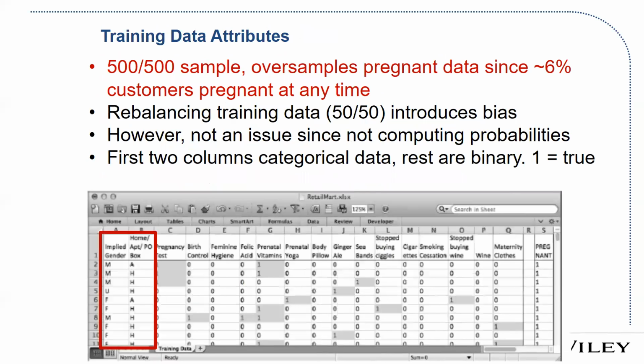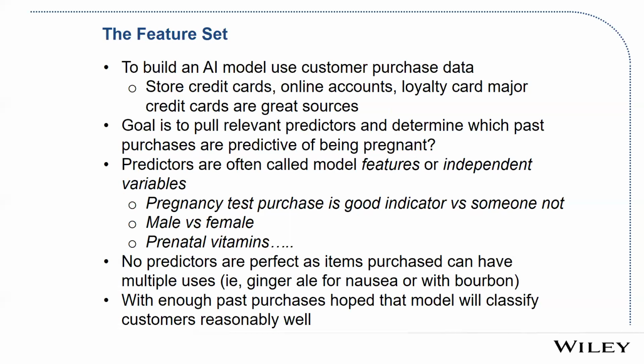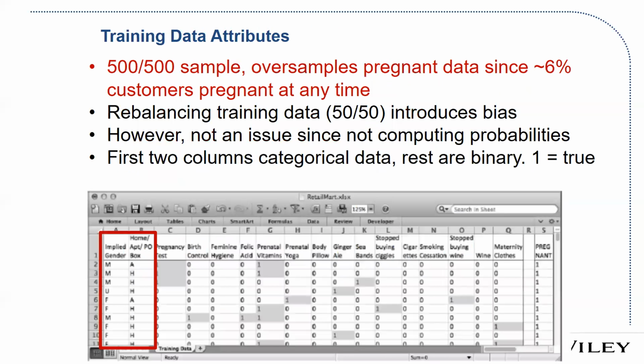Even though this is going to introduce bias, since we're not computing probabilities in our regression, it doesn't matter. So even though we're oversampling, it does not matter for us doing our regression. Remember, anything you see here in these red blocks is probably a good thing to know for the assignment quiz.